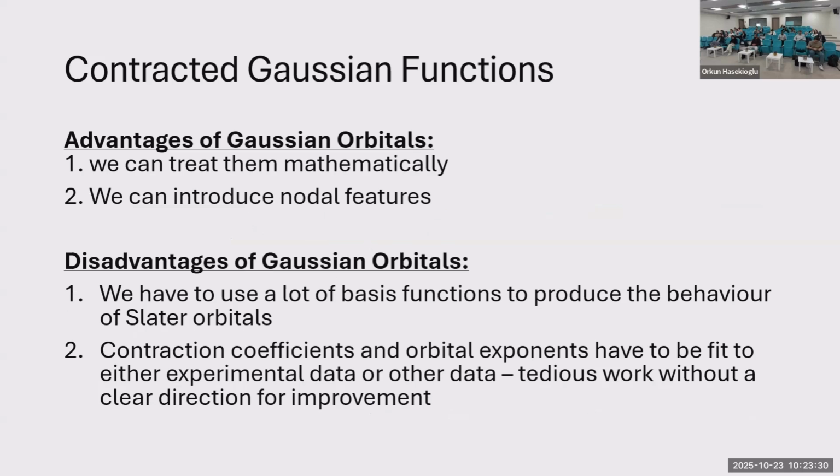The advantage of Gaussian orbitals is that we can treat them mathematically. That's why they are used heavily. We can introduce nodal features. The disadvantages are that we have to use a lot of basis functions to reproduce the behavior of Slater orbitals with the cusp and exponential decay. The second disadvantage is that contraction coefficients and orbital exponents have to be fitted to either experimental data or other data, which is tedious work without a clear direction for improvement.